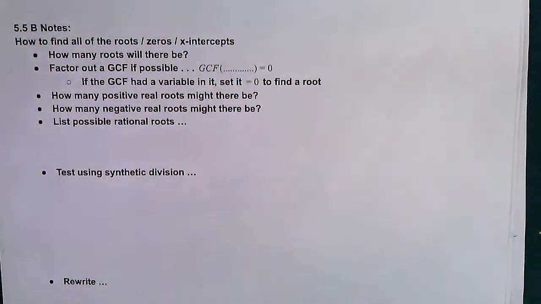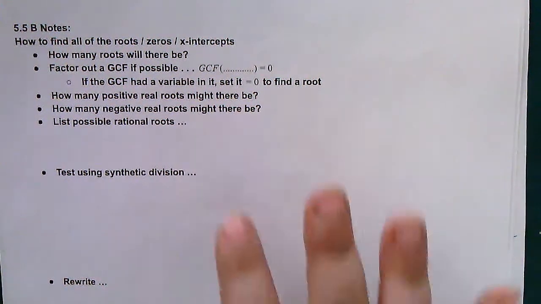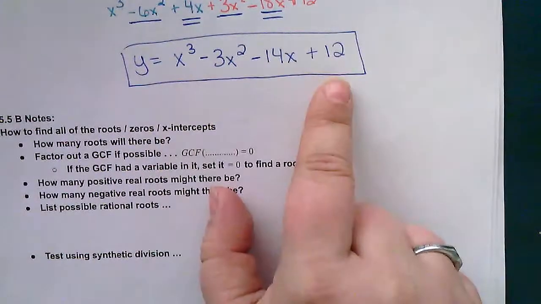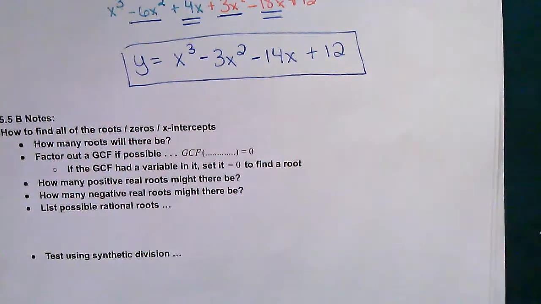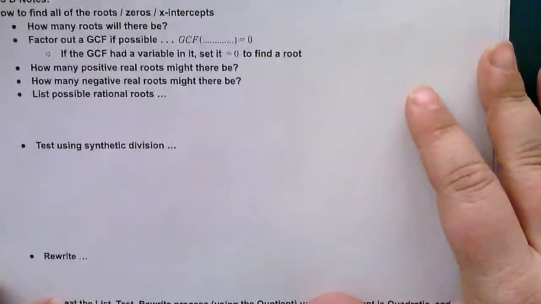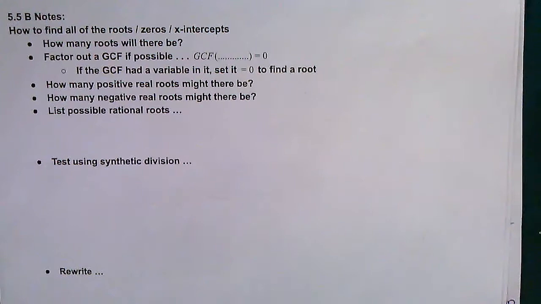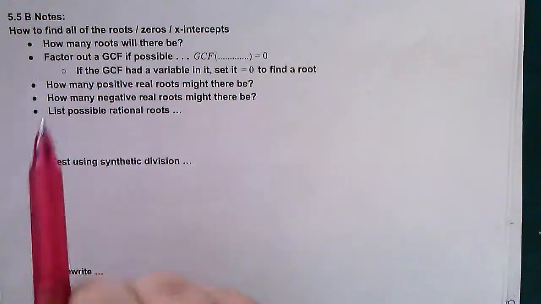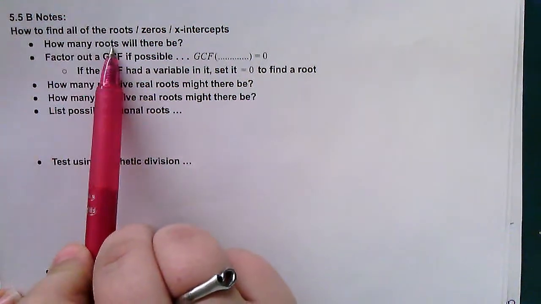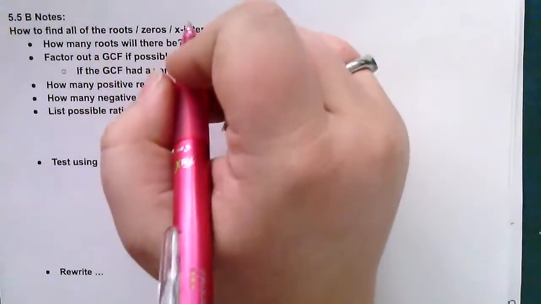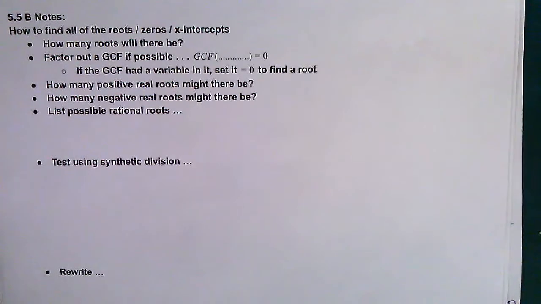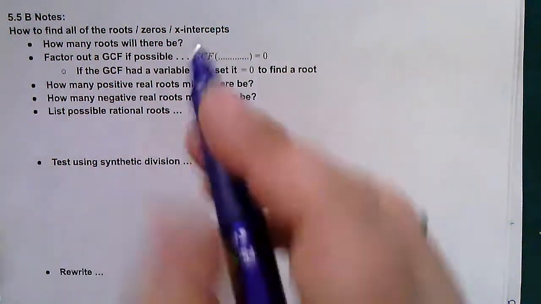So in 5.5a, we learned the setup for what we're actually doing in 5.5b. So in 5.5b, they're going to give us a problem, something like this, and we have to find all of the roots. So first we need to remember, how do we know how many roots to find? Well, there will be as many roots as the degree. So the number of roots is the same as the degree.